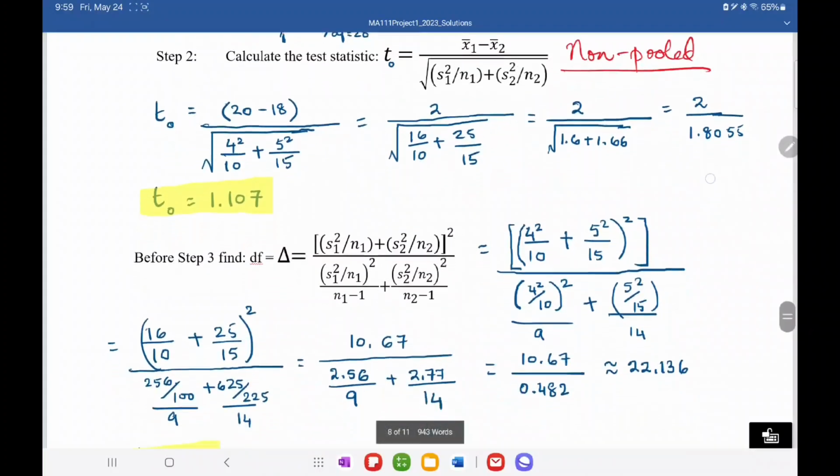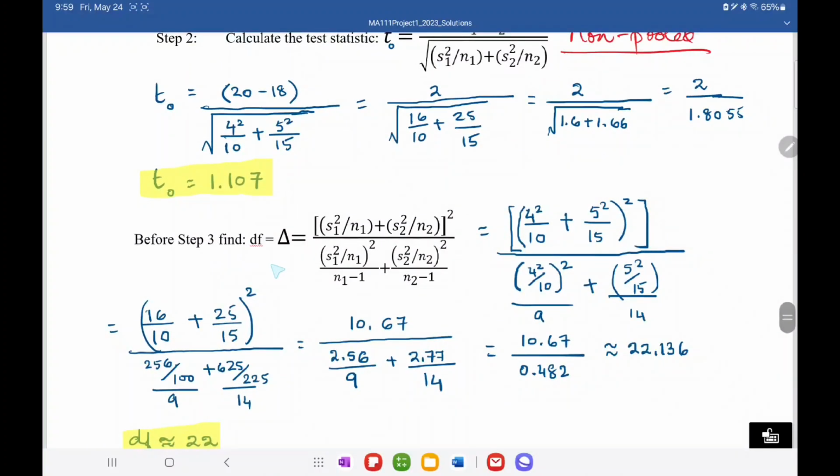Now, next step, we have to find the DF. If you recall from our lectures and from the worksheet solutions, we said that the DF for the non-pool test is rather complicated and it may be difficult for you to work on the test. So what I'm going to do is give you the DF value.